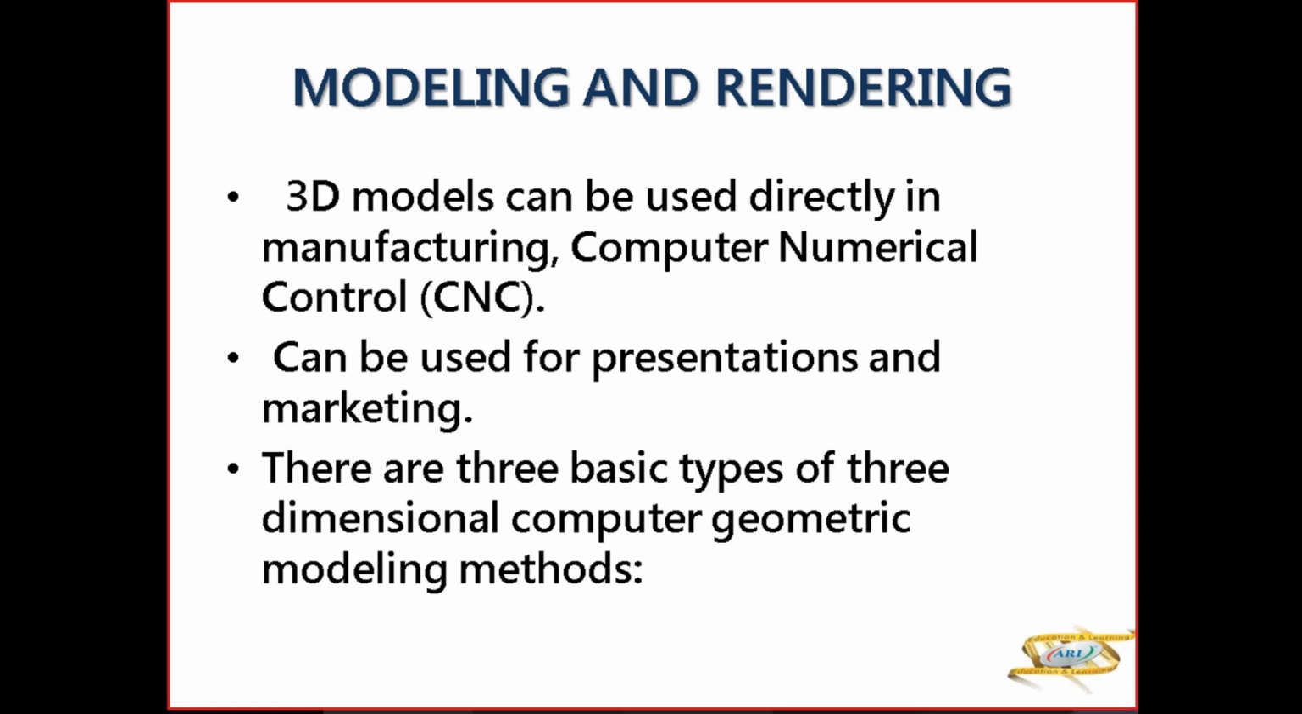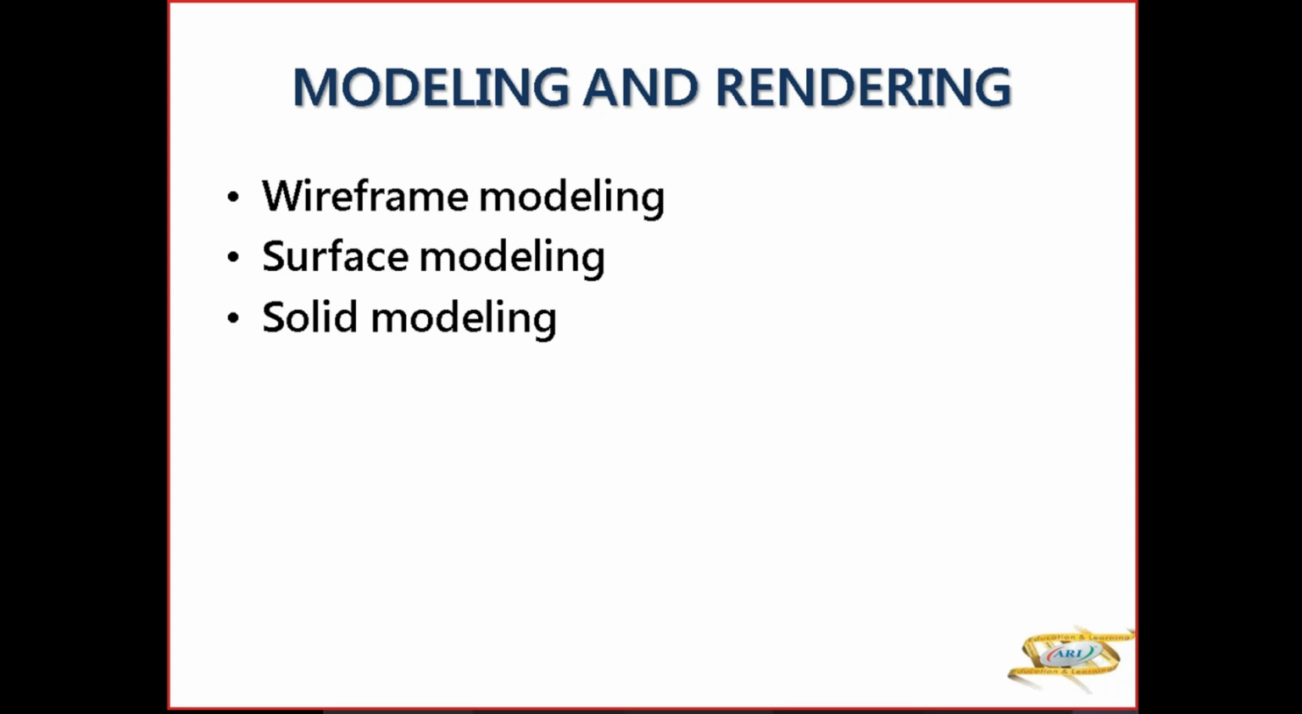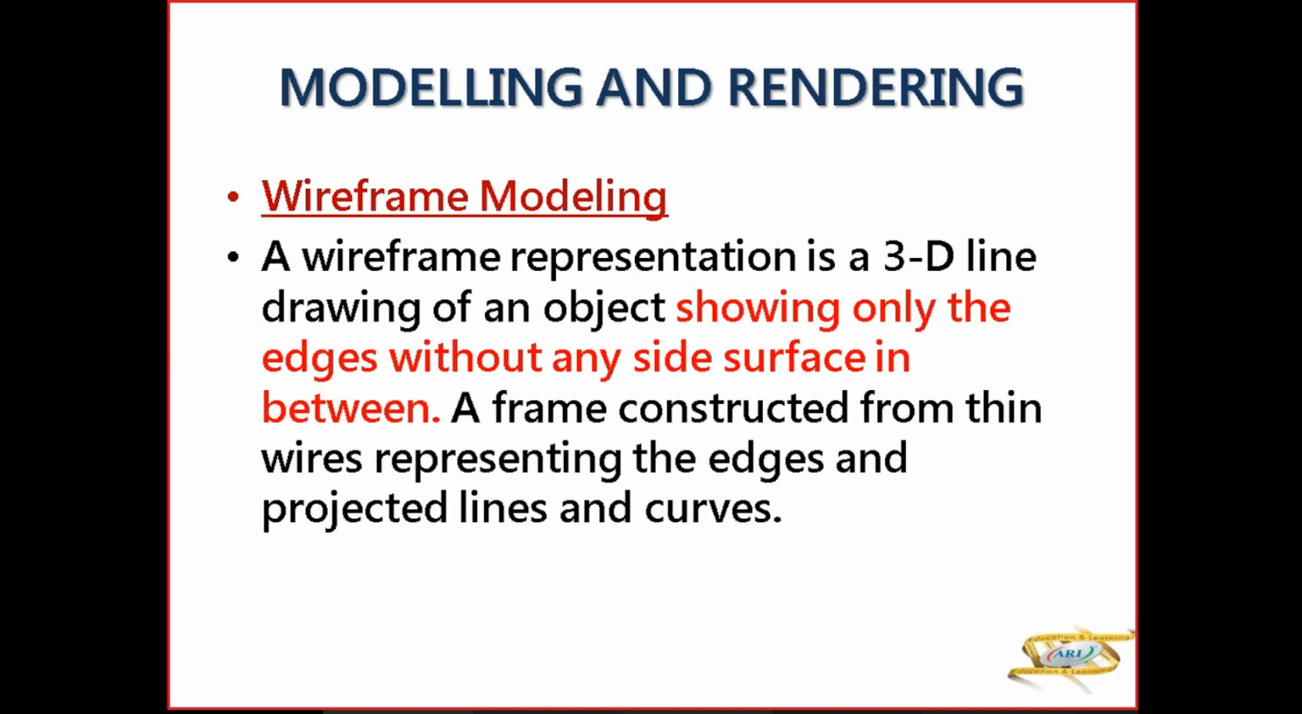So, basically, these 3D models, we have three basic types. One is wireframe modeling, the other is surface modeling, and the third is solid modeling. So wireframe modeling is basically a line representation, not the actual model representation, but a line representation where you can see only the edges. You can't see any surface, you can't see any depth. You can just see the edges. So this is like thin wires it's constructed with, and you get the projected lines and curves.